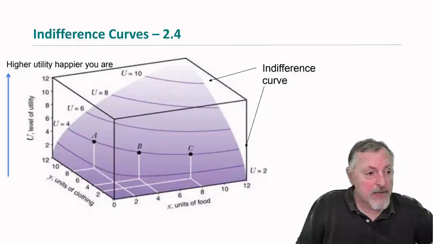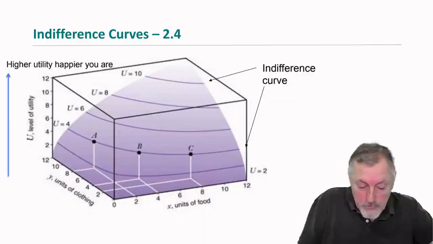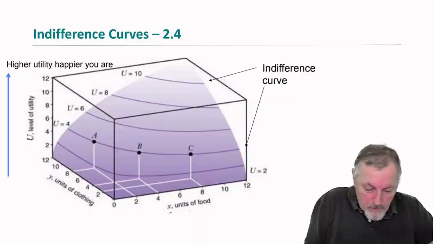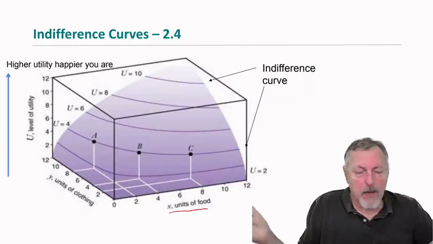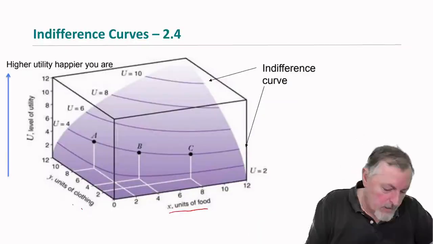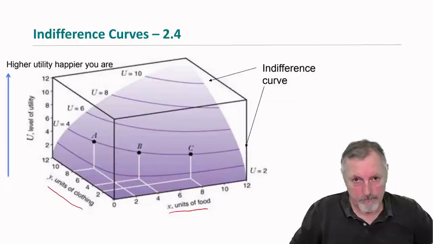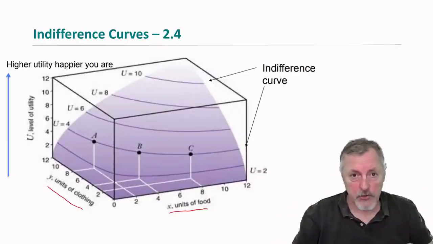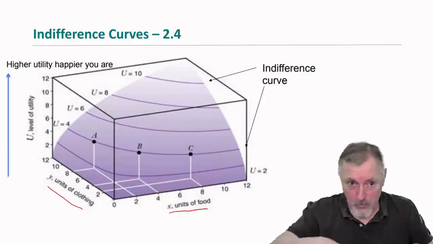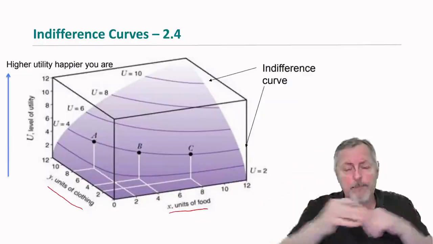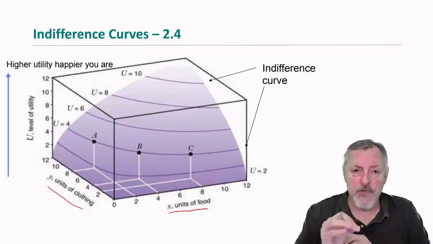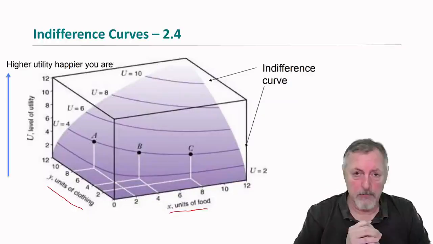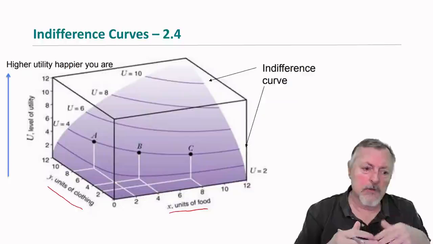Here is an x-axis and a y-axis. 2 dimensions. X-axis, how much food you have. Y-axis, how much clothing. Each point on this 2-dimensional surface, like you're looking down at the floor, 2 dimensions out this way, represents a particular consumption bundle. Some quantity of food, some quantity of clothing.